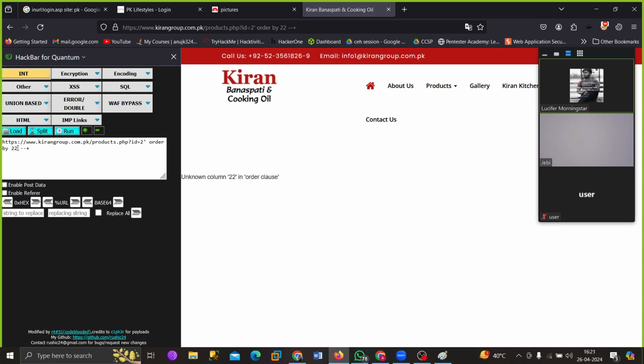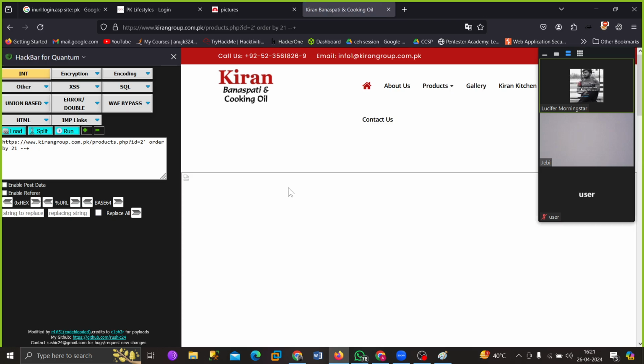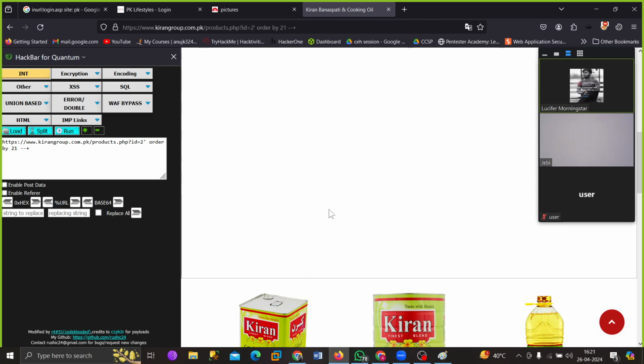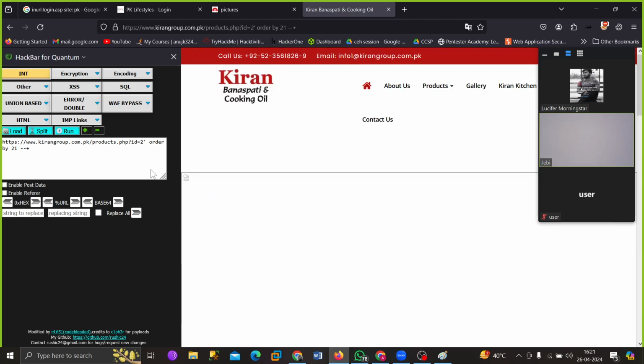Even 22 columns are not there. Let me go for 21. Even 21 columns are there on this website, right? You got it? 21 columns are there on this website. We first balance the equation, we first got to know the parameters, we see the reflection, we balance the equation, we got to know how many columns are there. As we got to know how many columns are there, we are now going to perform the union attack, right?